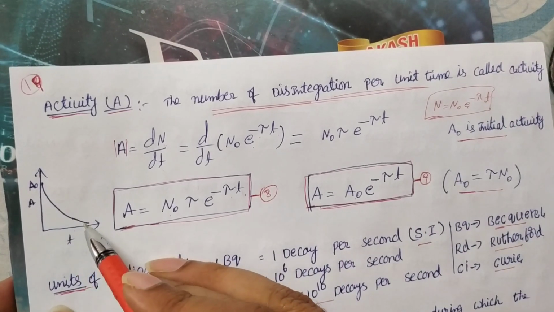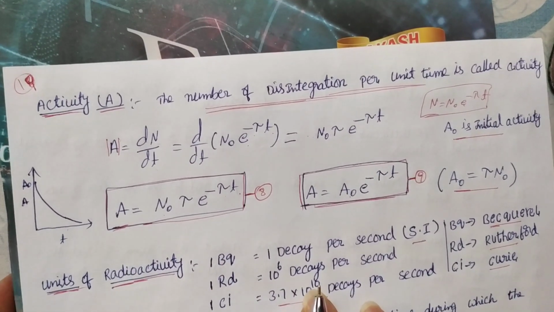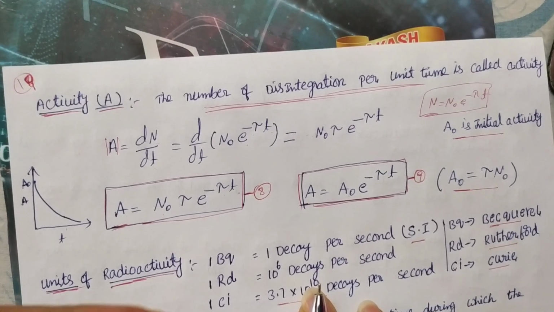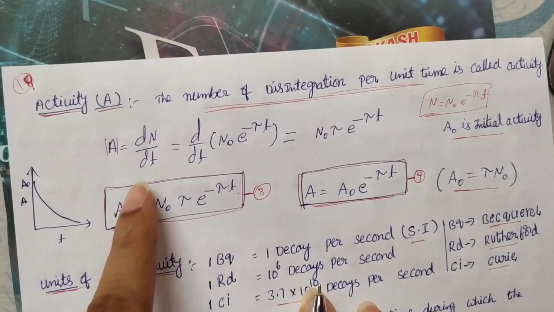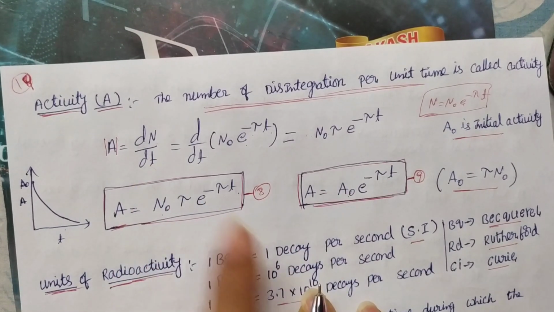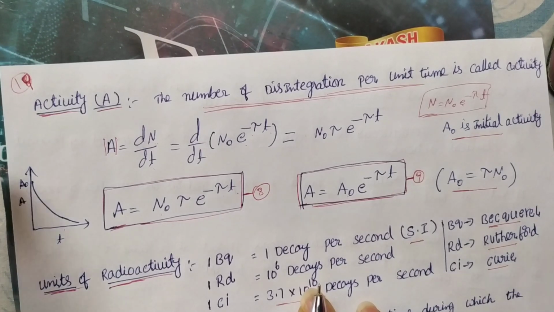Activity also decreases. Suppose for example initially 1000 atoms are there. Out of 1000, 100 break within 1 second. Now we have only 500, so what happened? We get only 50 nuclei breaking. Activity, nothing but the rate of disintegration, is directly proportional to the number of nuclei present. That only is the law of radioactivity. So this activity also decreases with time.